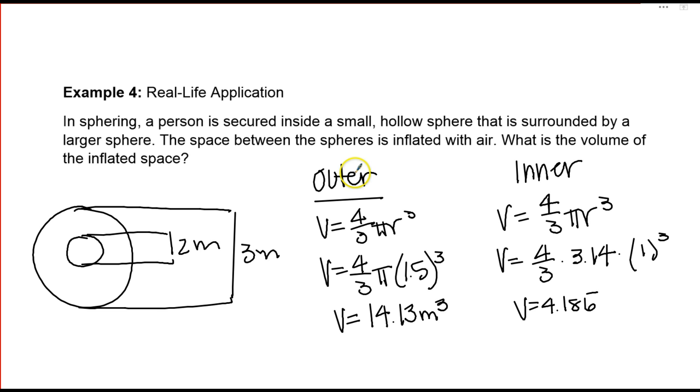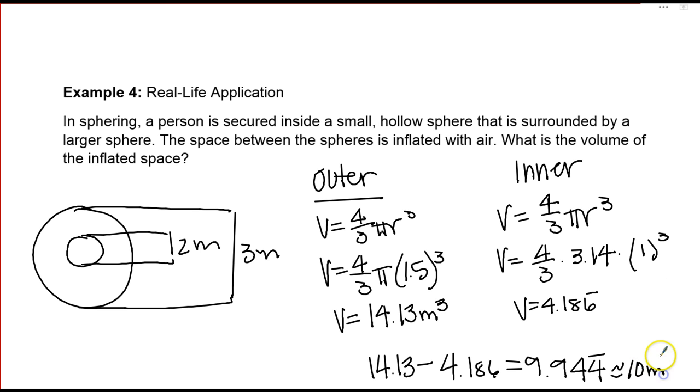So if I take the outer sphere, which is 14.13, and I subtract the inner sphere, which is 4.186, and that is equal to 9.94, and then that 4 is repeating. So, or you can say approximately, we could round this up and say approximately 10 cubic meters. And that is it.